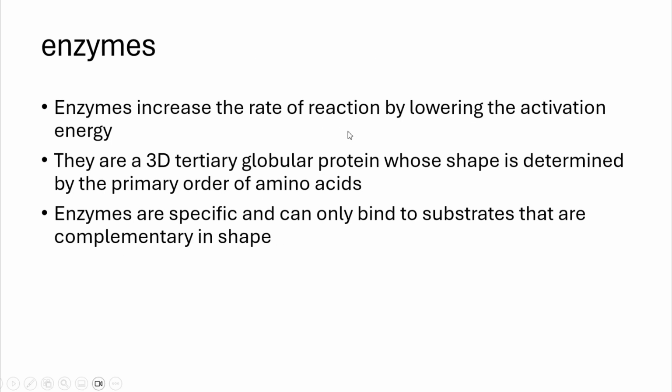Cool, enzymes. What do you know about enzymes? Enzymes increase the rate of reaction by lowering the activation energy. That's how they work. If you have a high activation energy, you want to lower that, so you use an enzyme to lower the activation energy and find an alternative reaction pathway. They are 3D tertiary globular proteins whose shape is determined by the primary order of amino acids. So they're determined by that primary structure.